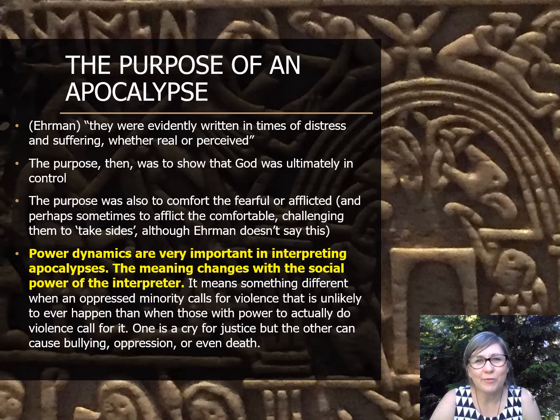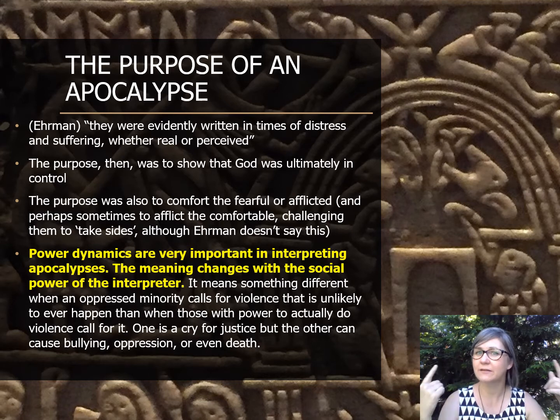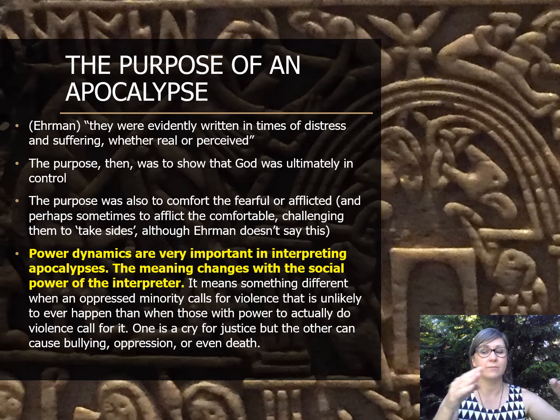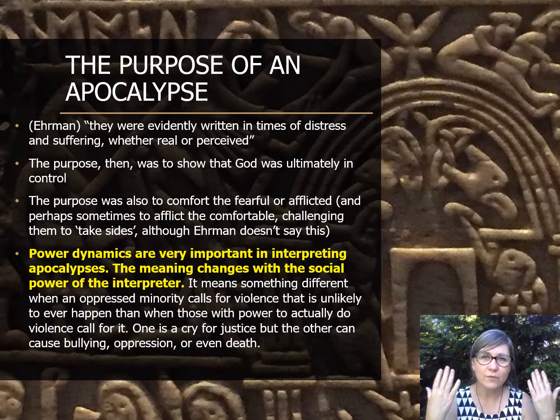So why did people write texts like this? Your textbook says they were evidently written in times of distress and suffering, whether real or perceived. So why would you write a text inside your community in a time of intense suffering? One of the hypotheses is that these were written for comfort, because of the idea that it's all part of the plan, even these terrible times are part of the plan, and God is ultimately in control. If only we could see the big picture, we would see that it was all orchestrated. The good will win. And so that was meant to be a comforting thought.